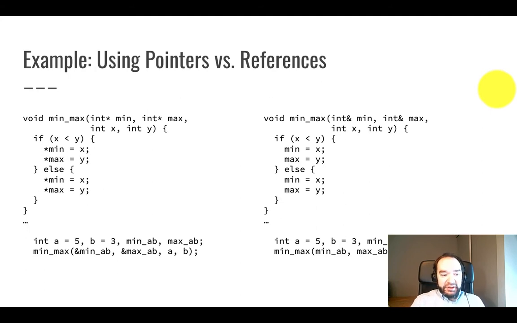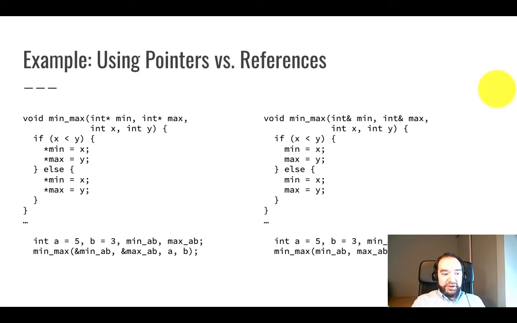So this is a function called min-max. It's intended to compute the minimum and maximum of two ints, x and y. So the situation is I have x and y ints. I don't know which one is the min or the max. I want to compute that. This is a pretty common operation, so maybe we wrote a helper function to do this instead of coding this up many times. So the x and y are the input parameters to min-max, and the min and max pointers or references are the output parameters.